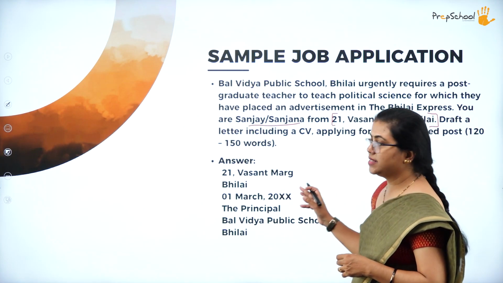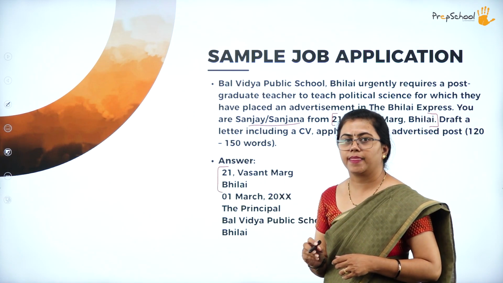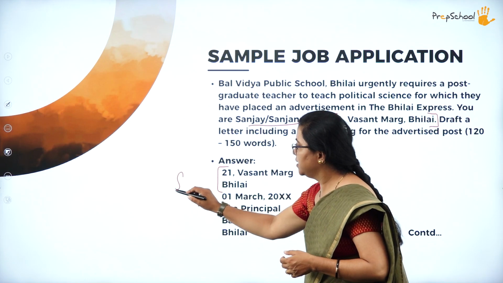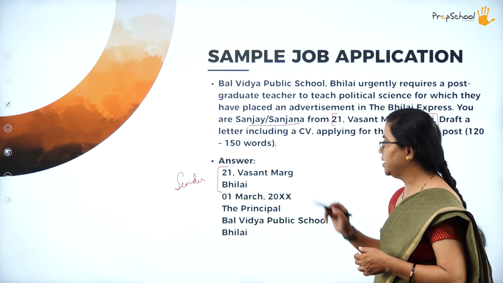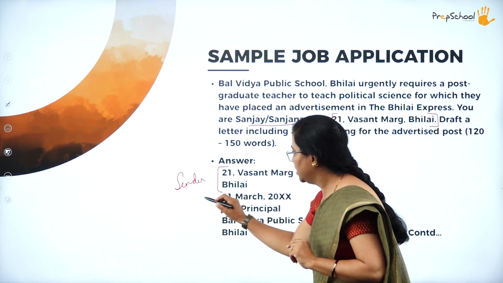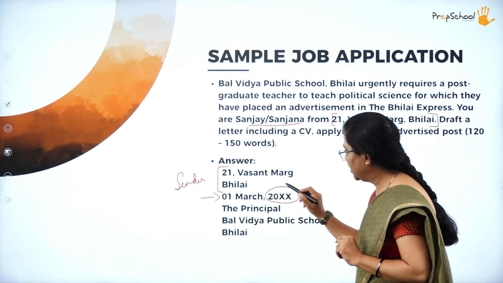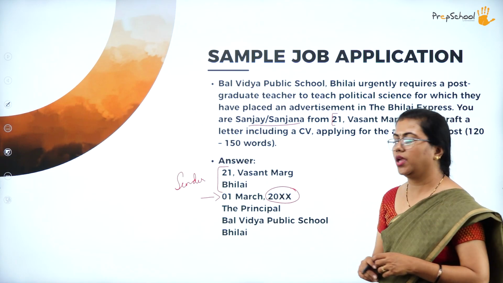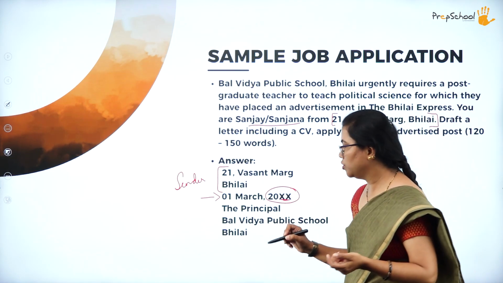So let us see how to write it. You start with the sender's address, that means your address. This is the sender's address here, that means the address of the person who is applying, not the name. I am writing only the address. Then you see the date: 1st March, and I am not writing the year. If you want, you may write it. If not, it's okay. If you write it, it's fine; if you don't write it, also fine.